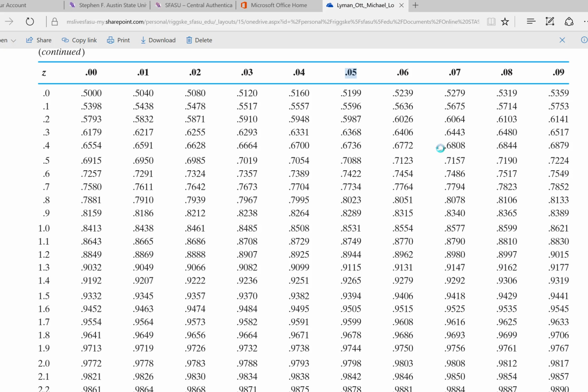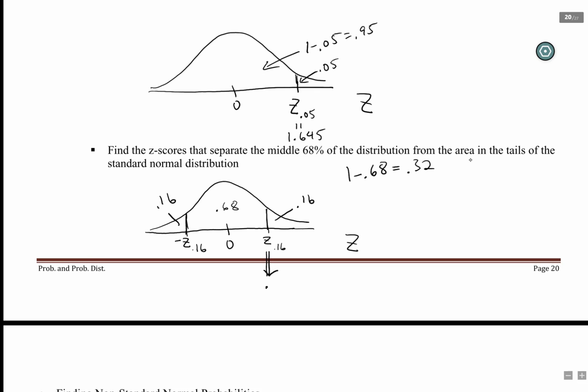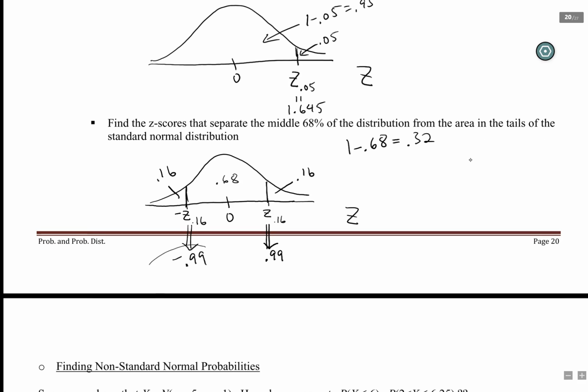How close can I get? 0.8413, 0.8389. This is a little bit closer to 0.84. The corresponding z-score is 0.99. So I'm going to go with that. That value is 0.99. Hence, negative z sub 0.16 is negative 0.99. Okay, so the two z-scores are negative 0.99 and positive 0.99.